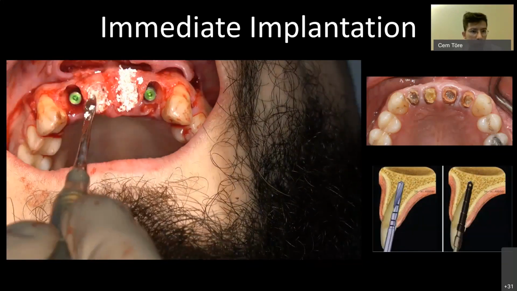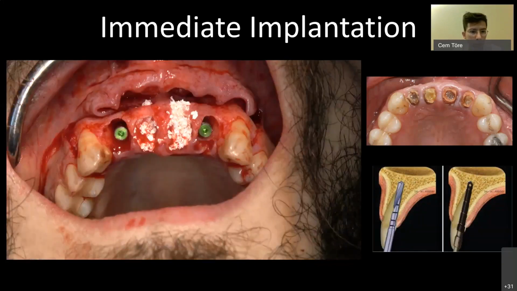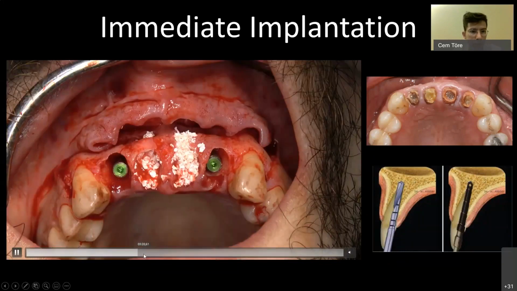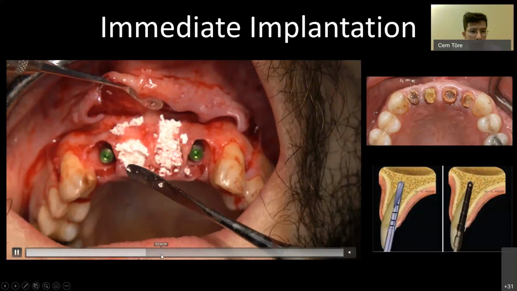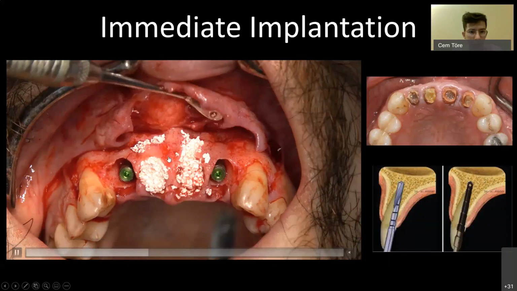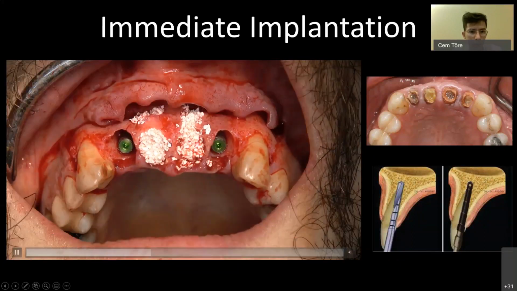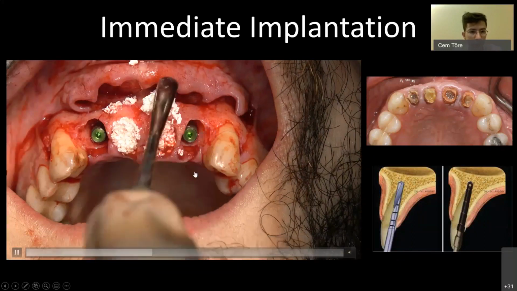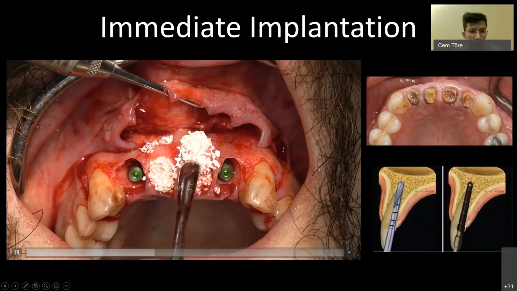We mainly do a socket preservation in the central tooth, and we graft the buccal gap on the immediate implantations. As you can see, one reason we didn't do the implants here is they have just zero buccal bone. Also, laterals are preferable to the central incisor area.